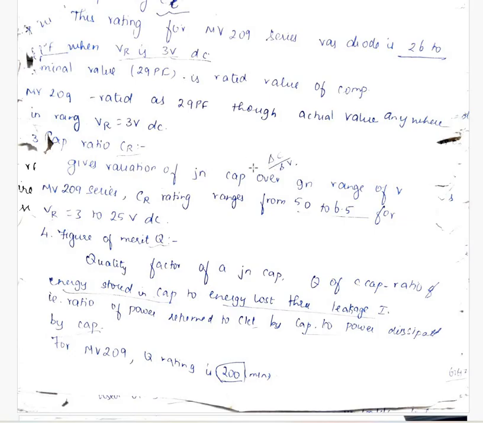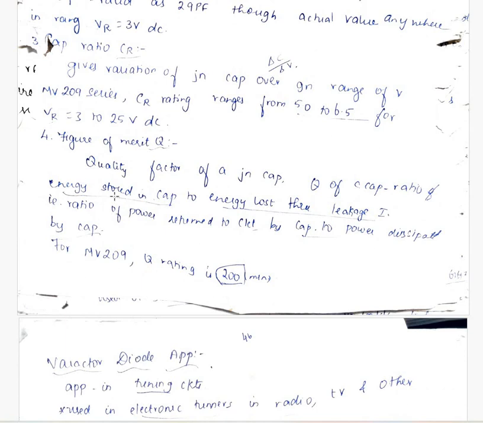Capacitance ratio is the variation of change in capacitance to change in voltage. So the capacitance value changes from 5 to 6.5 when the voltage changes from 3 to 25 volt DC.